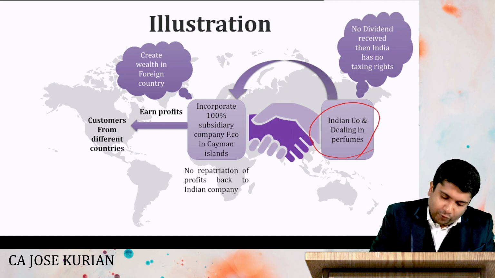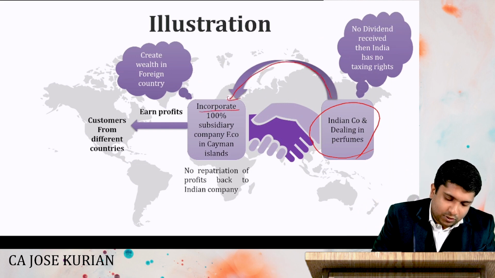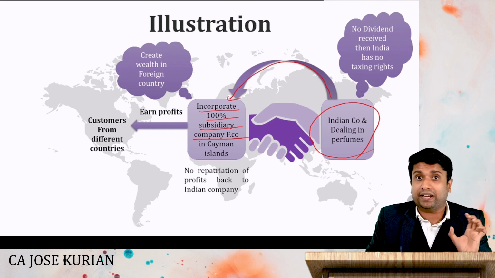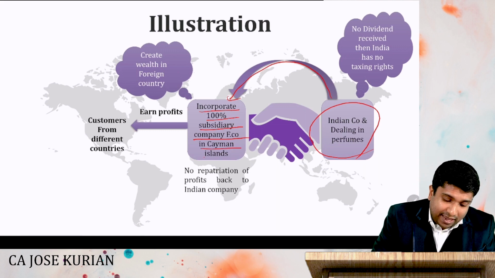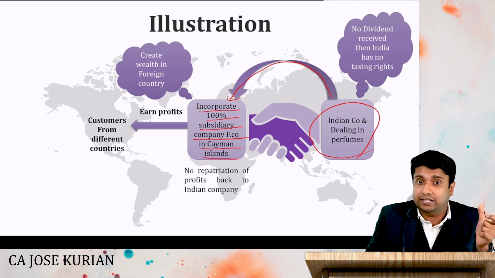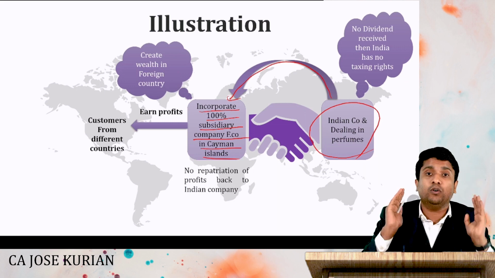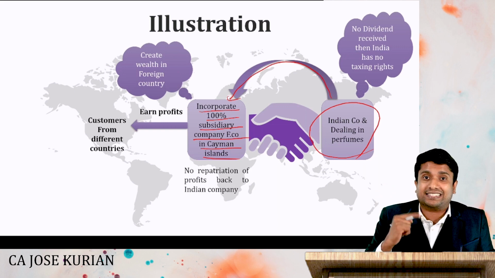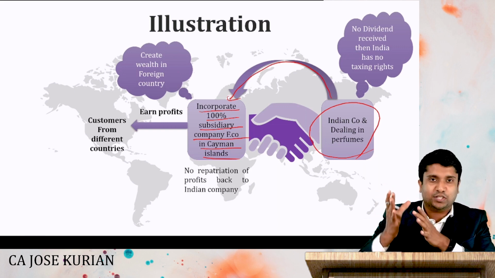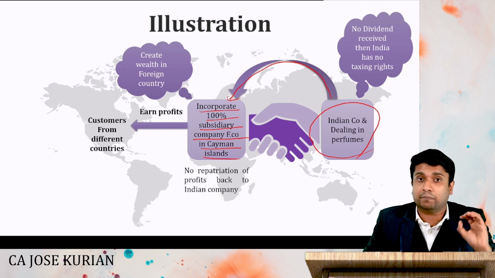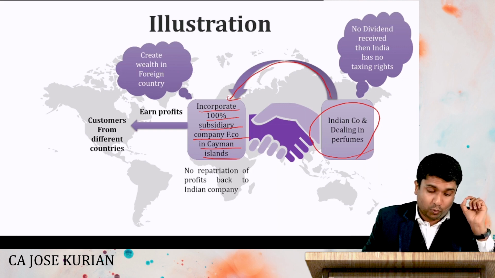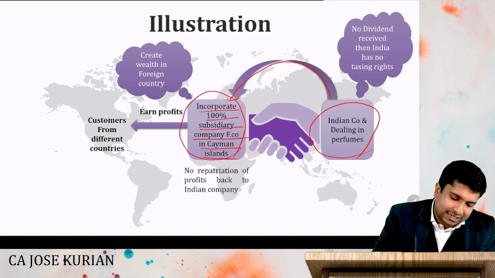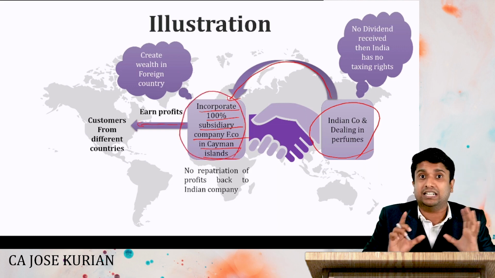What are they doing? For that, they incorporate a company outside India, which is a 100% subsidiary company. They are planning to incorporate another foreign company in Cayman Islands. And the speciality of that country is they don't charge any income tax. It is called a tax haven. The rate of income tax in the Cayman Islands is 0%. All right. So the Indian company has incorporated a subsidiary company in the country that is called what? Cayman Islands. Now, this 100% subsidiary company will sell perfumes globally and they will earn profits.